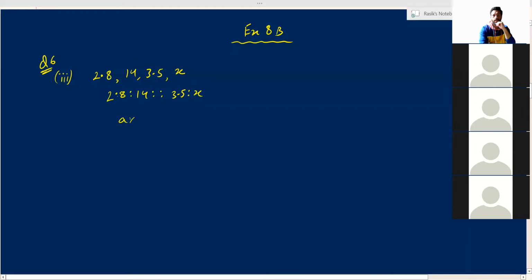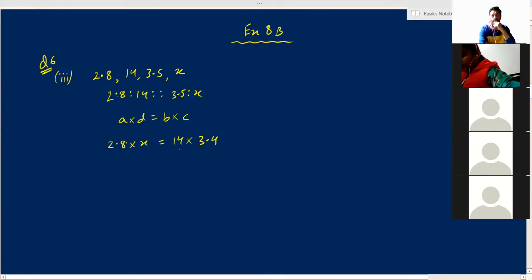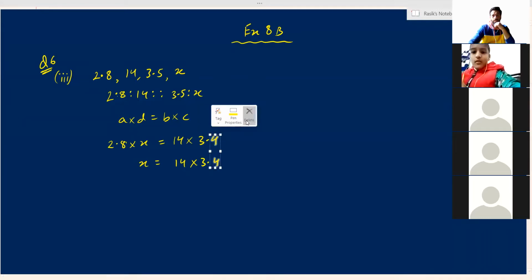Let's use the property A into D is equal to B into C. Product of extremes equal to product of means. 2.8 into x is equal to 14 into 3.4. Okay, so let's find x. X equals to 14 into 3.4. Are you all getting the concept? Any problem in the concept? 3.5, 3.4 means, sorry.